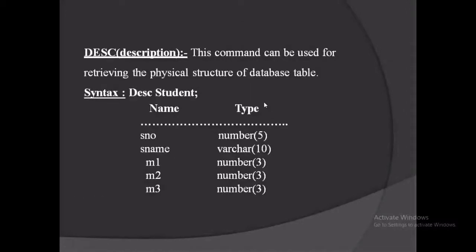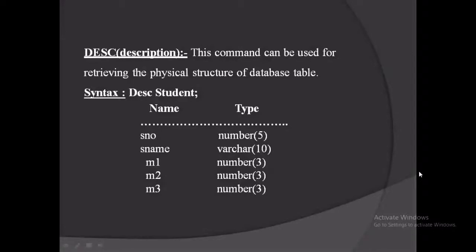Next, description, shortcut DESC. The description command is used for retrieving the physical structure of a database table. The syntax is DESC student; semicolon. It displays the physical structure of the student table: student number, student name, marks M1, M2, M3, and their data types.